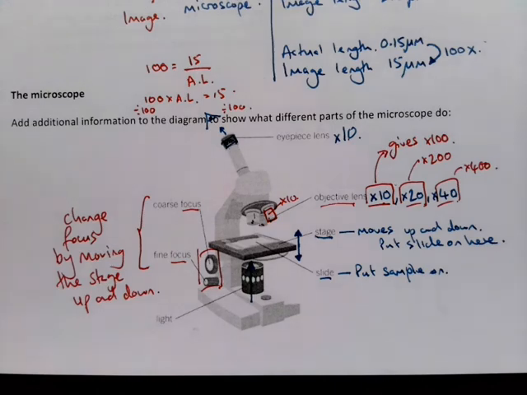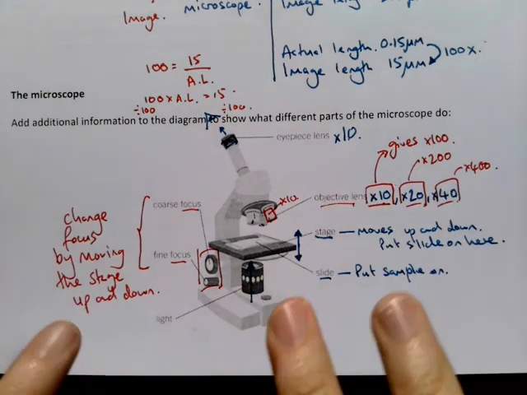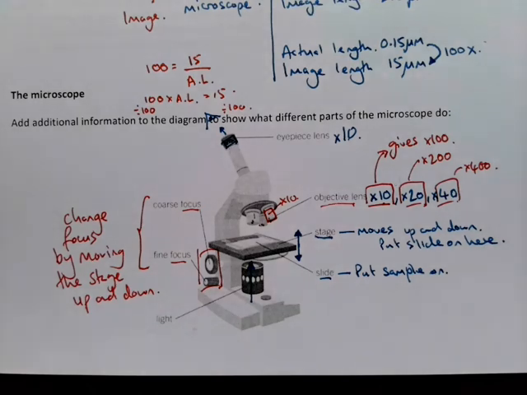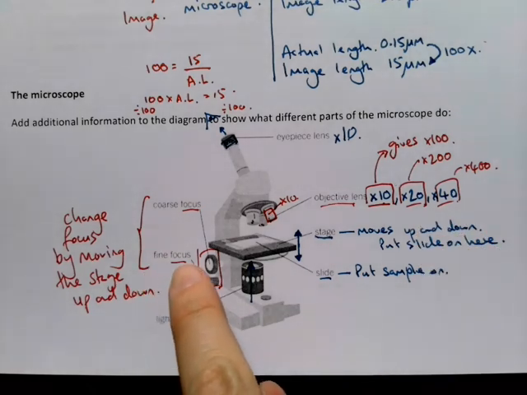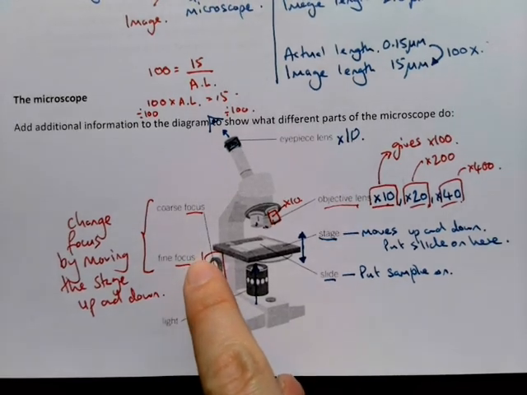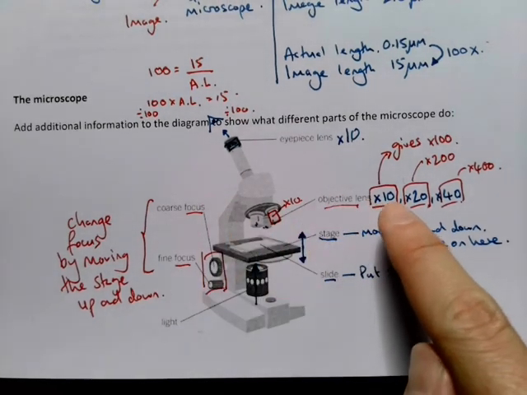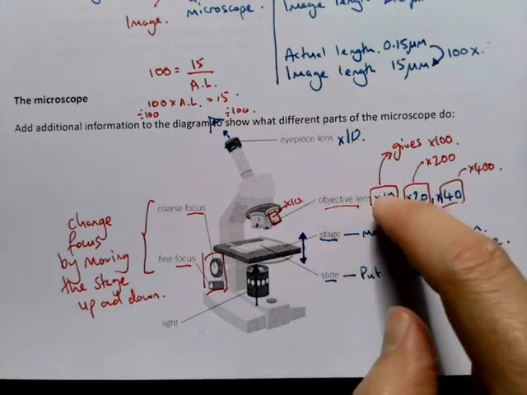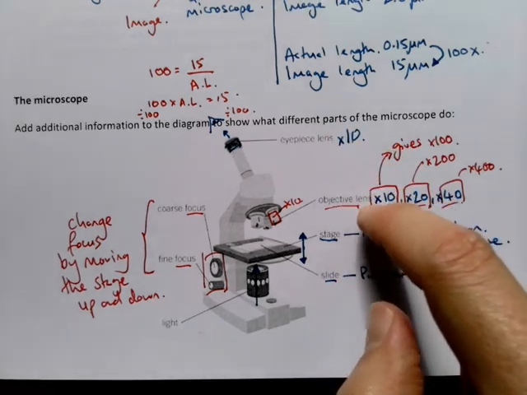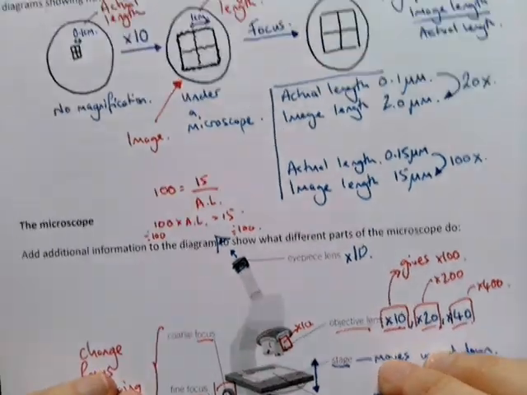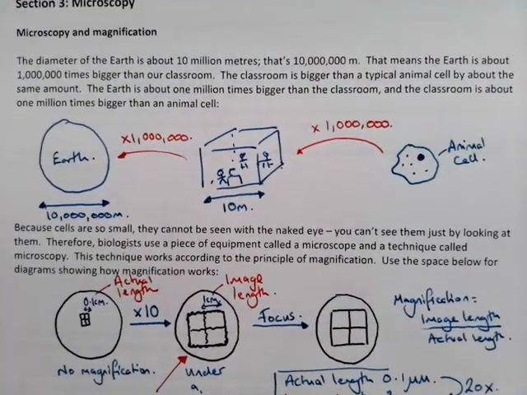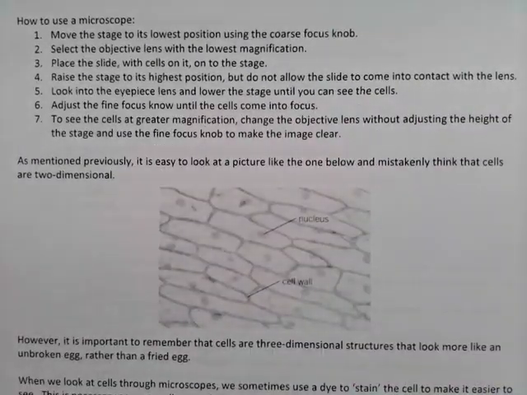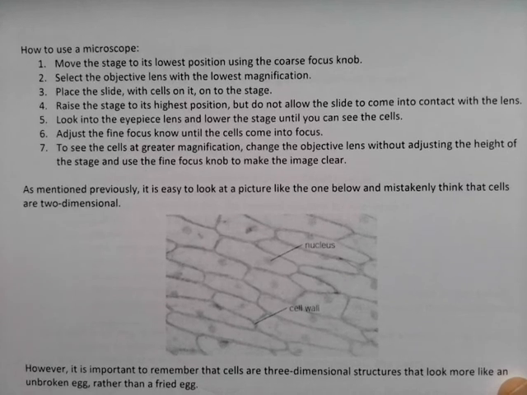All right, excellent. So make sure you've got some notes there to show what each part of it does, and make sure you understand, firstly, that the knobs are changing the focus, not the magnification, and that the total magnification is a combination of the objective lens and the eyepiece lens. Then we can move on to the instructions on how to use a microscope.